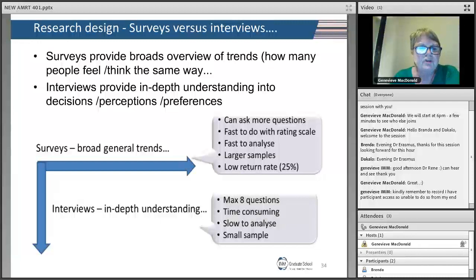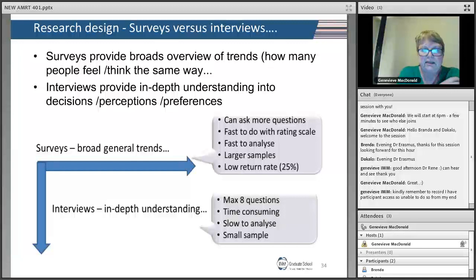So if you look at surveys versus interviews, or focus groups for that matter, surveys provide a broad overview of trends. How many people think or feel the same way? We don't know why they think or feel that way, we just understand that there are many of them that feel or think the same way. So you get a broad but fairly superficial trend that you can see.